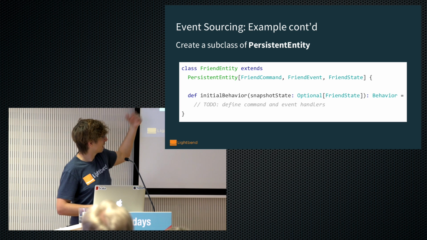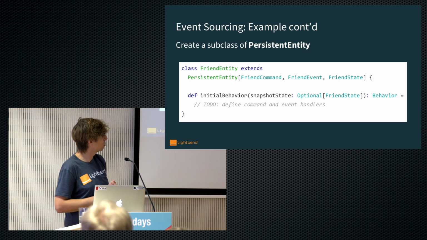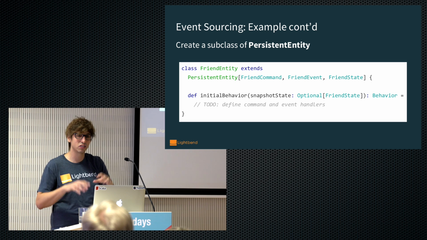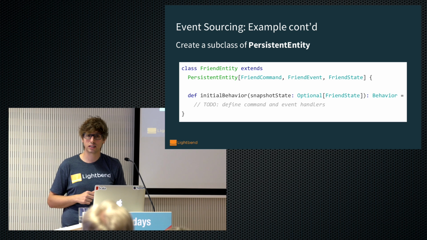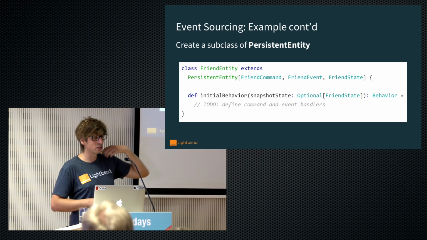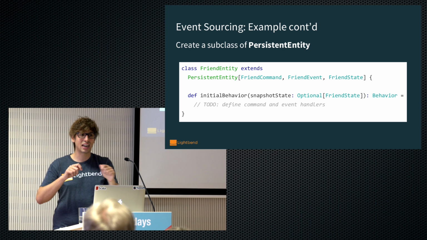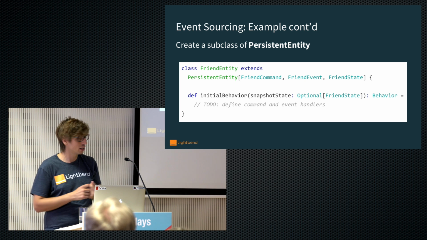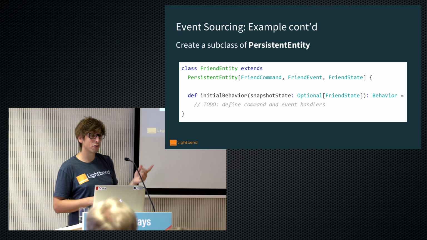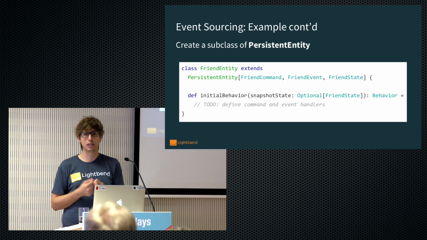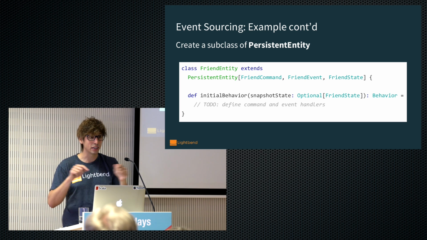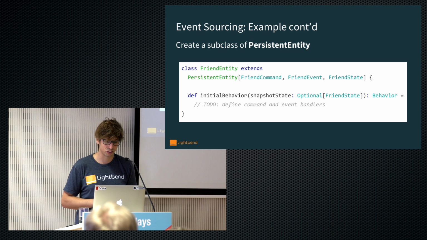So we define a class, FriendEntity, that extends PersistentEntity. The first type parameter is the set of commands that this persistent entity is going to handle. The second type parameter is the class of events that will be generated, so FriendEvent. And FriendState is the in-memory state that will be held by this persistent entity.